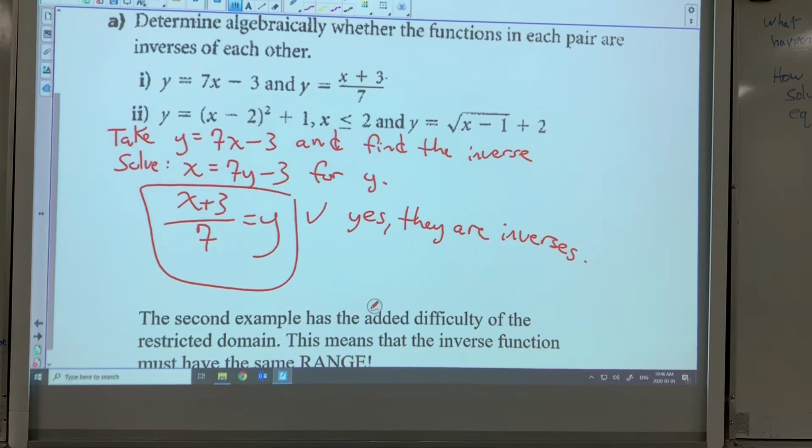Now, the second one is trickier. We can take a look at it, and then we'll be done.